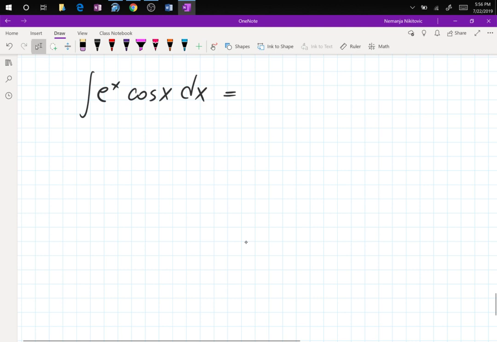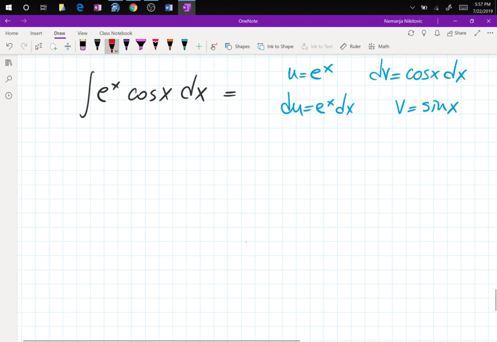Excellent, let's do it. My type of a problem, right? And stuff goes wrong 100% of the time. So let's go. u is equal to e to the x, and dv is equal to cosine x dx. So du is e to the x dx, and v is sine x. We put the arrow like that, and we get e to the x sine x minus the integral of e to the x sine x dx.